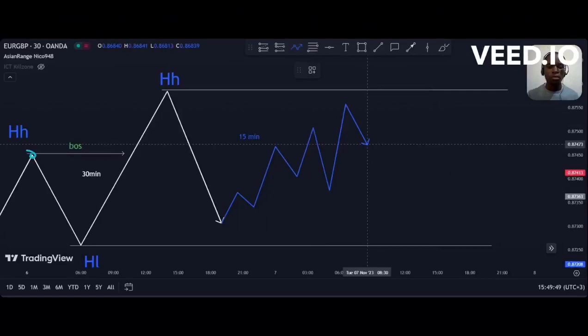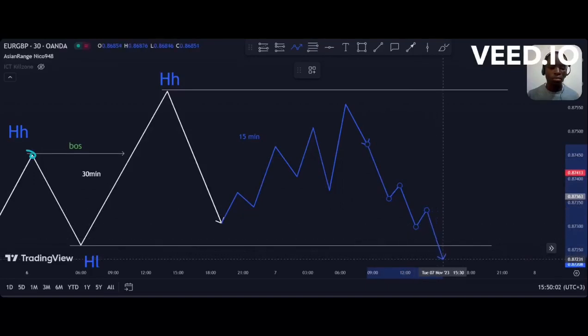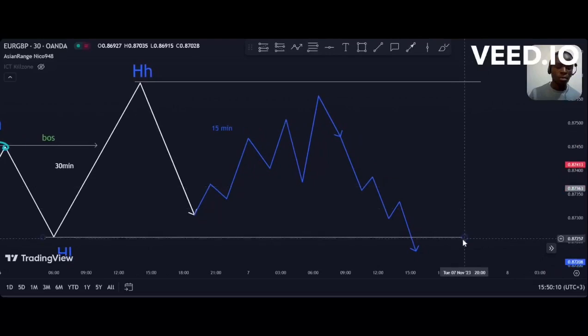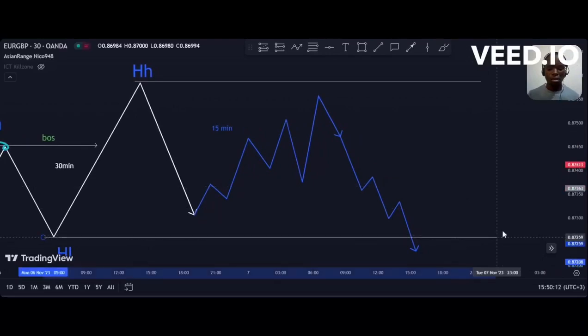So let's start with how we can enter buys. We want to see that low being broken. Now it has been broken. So what's the next thing? Because you're looking for buys.